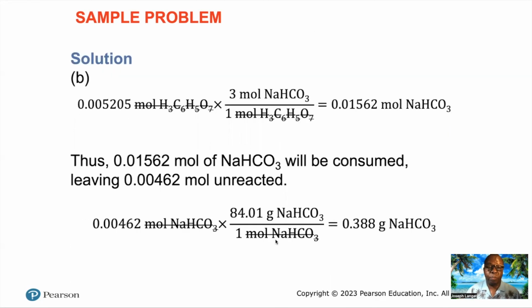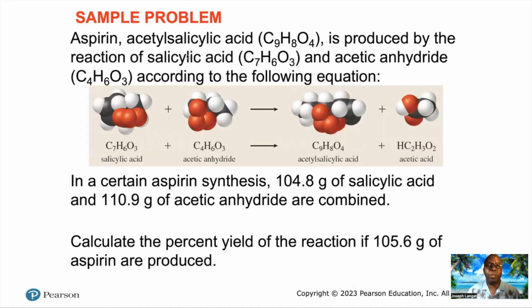Here, aspirin, acetylsalicylic acid, is produced by reaction of salicylic acid and acetic anhydride according to the following reaction. Okay, in a certain aspirin synthesis, 104.8 grams of salicylic acid and 110.9 grams of acetic anhydride are consumed. Calculate the percent yield if 105.6 grams of aspirin is produced.